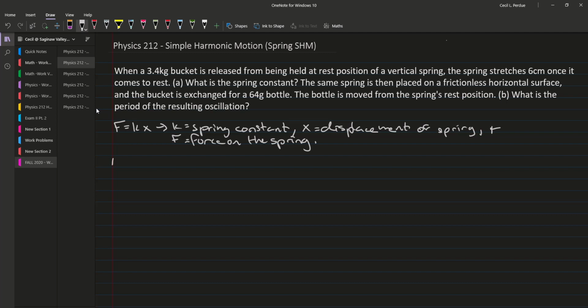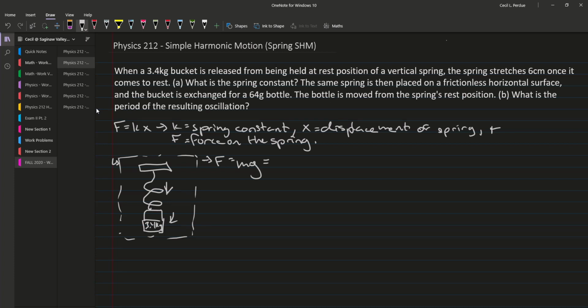In this example, we know that the force that's on the spring is going to be however much this bucket weighs. So if the spring is stretched and there's this bucket, the weight of the bucket is what is pulling the spring down. And the weight of the bucket we know is 3.4 kilograms. So the force of the bucket on the spring is going to be the force of gravity of the bucket. So it's going to be mg, which will be equal to kx.